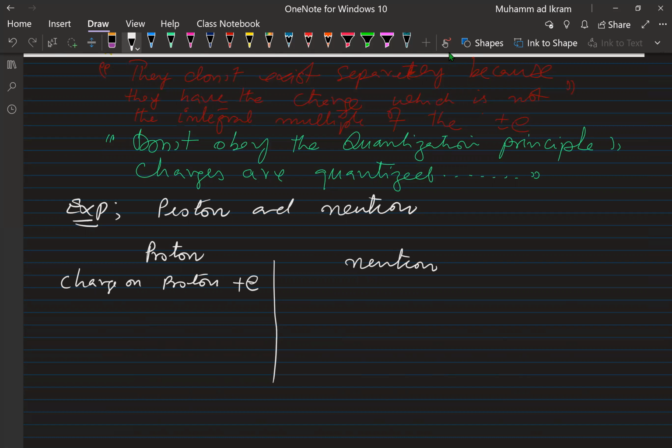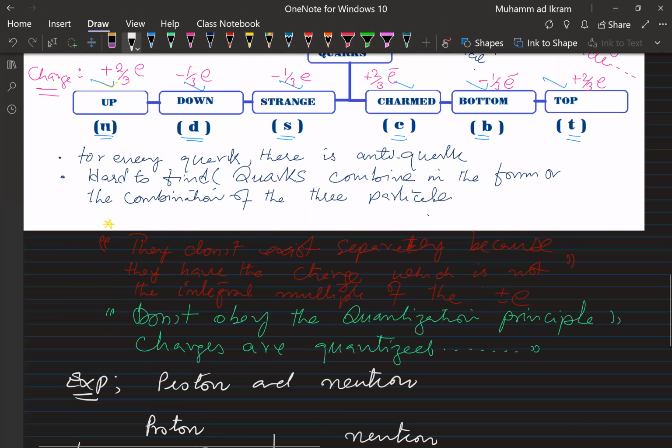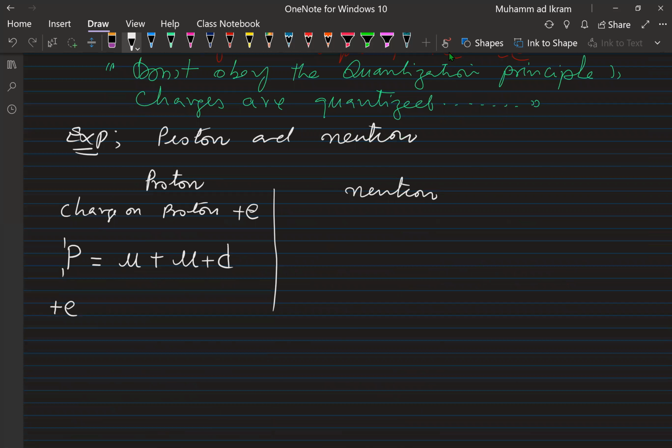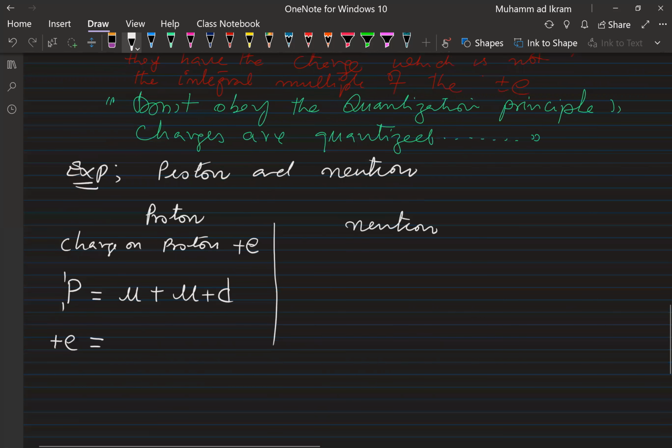So you see that the proton is in fact composed of quarks. It is made up of two up and one down quark. So if you look, we have this proton now, and it is made up of two up quarks and one down quark. Now look at the list: the charge on the proton is equal to plus e, the charge on the electron's magnitude.